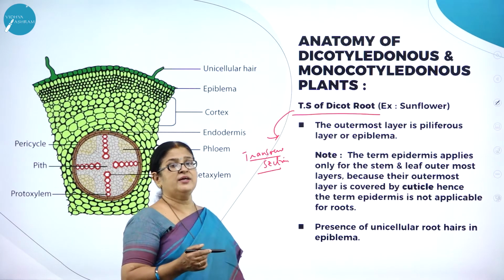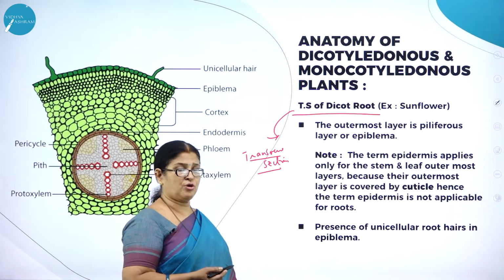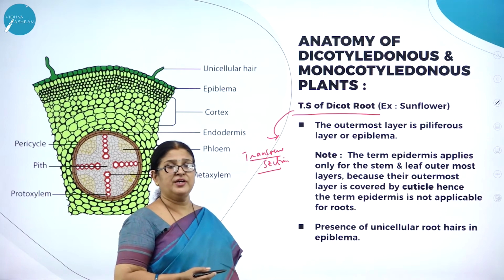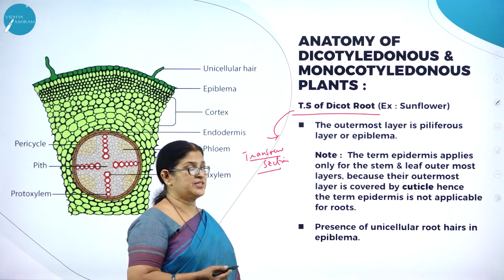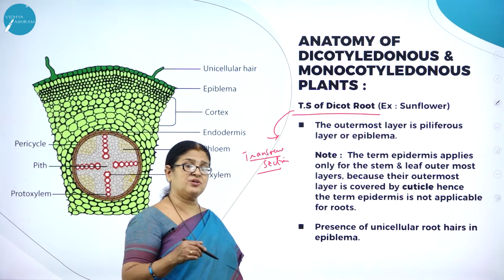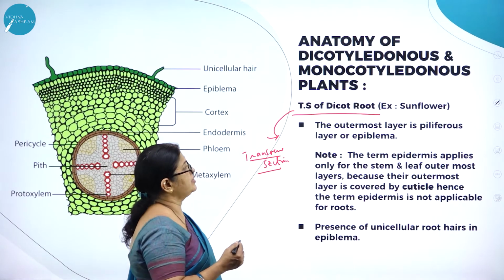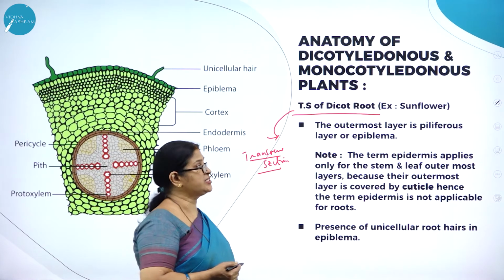So first we'll take the comparative study of TS of dicot root with that of a monocot root. For TS of dicot root, the example taken for the study is sunflower, Helianthus annuus. And for the TS of monocot root, maize, Zea mays. Right, now let us start with the anatomical features of TS of dicot root.